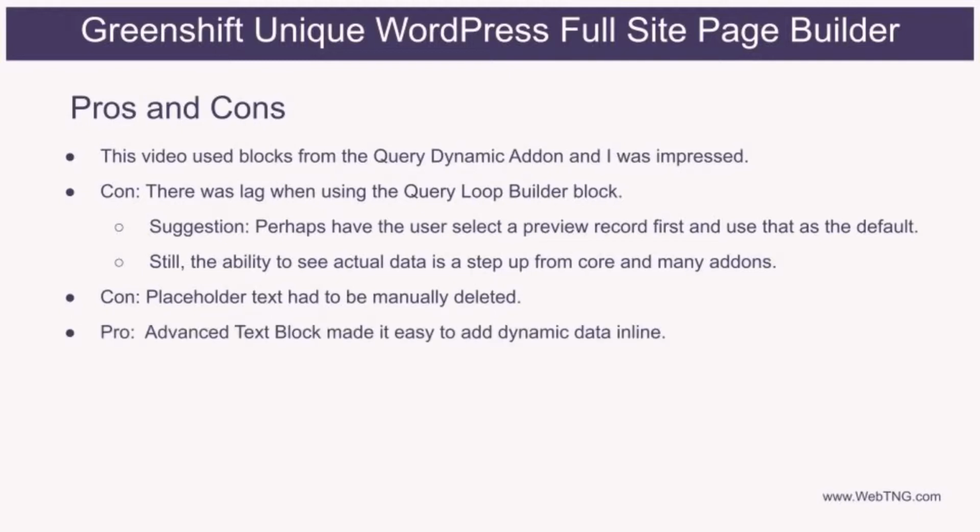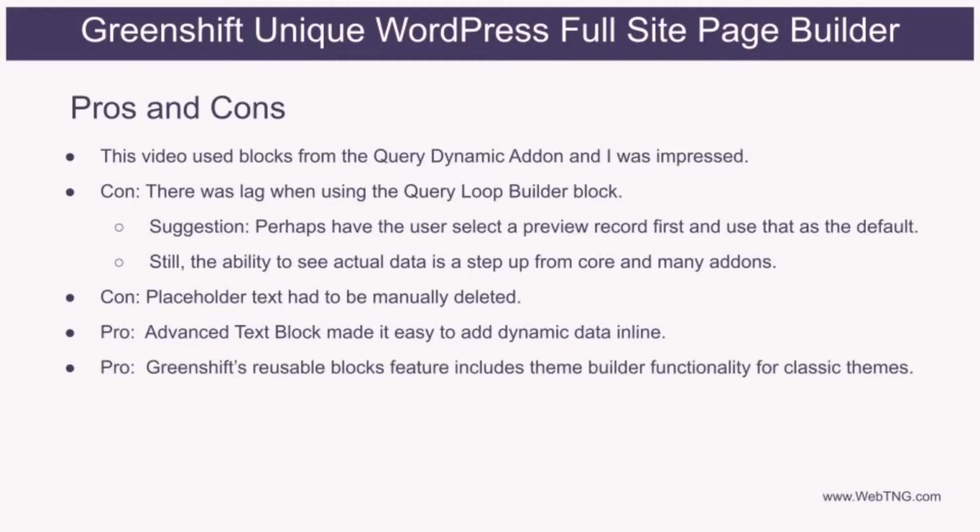The advanced text block was nice for adding custom fields inline and made adding the post meta easier. The meta getter block was another nice block for working with custom fields. I got a chance to take advantage of reusable blocks with the block I created for the post meta, which reminds me that the Greenshift reusable blocks functionality includes some theme builder features that can be used with classic themes. This seems kind of unique for a Gutenberg add-on.